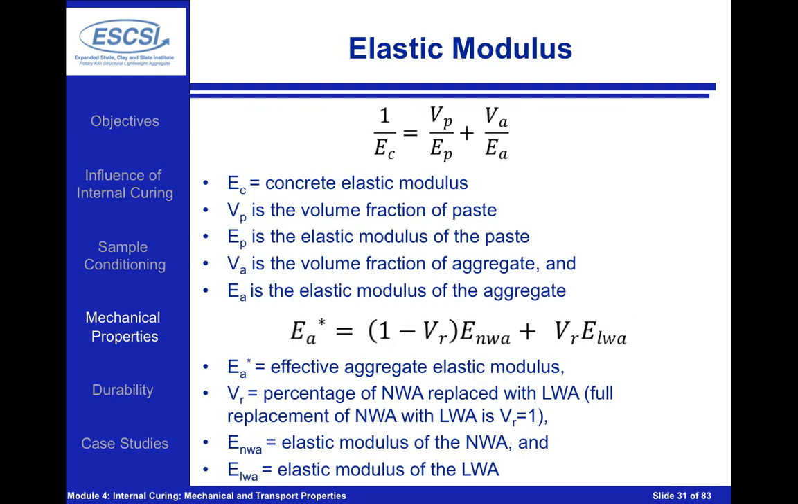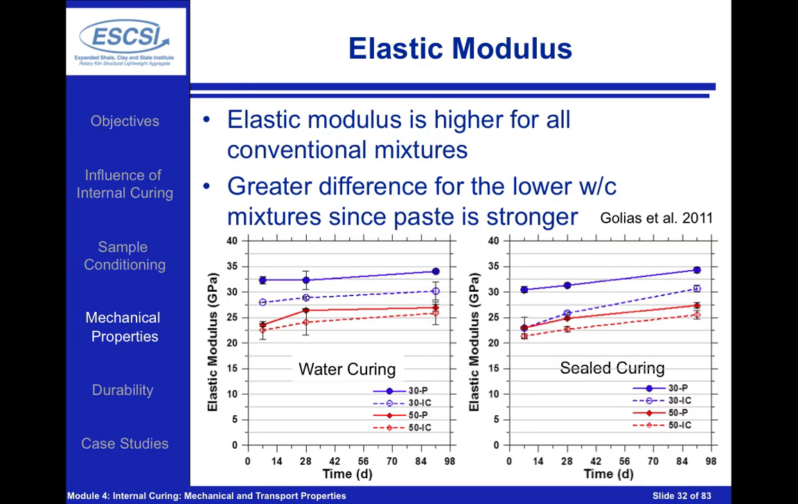Now, you can estimate this using a law of mixtures. I will not get into this in great detail, but if you know the properties of your lightweight aggregate, you know the properties of your normal weight aggregate, you could go through and use a law of mixtures approach to determine the overall modulus of the concrete.